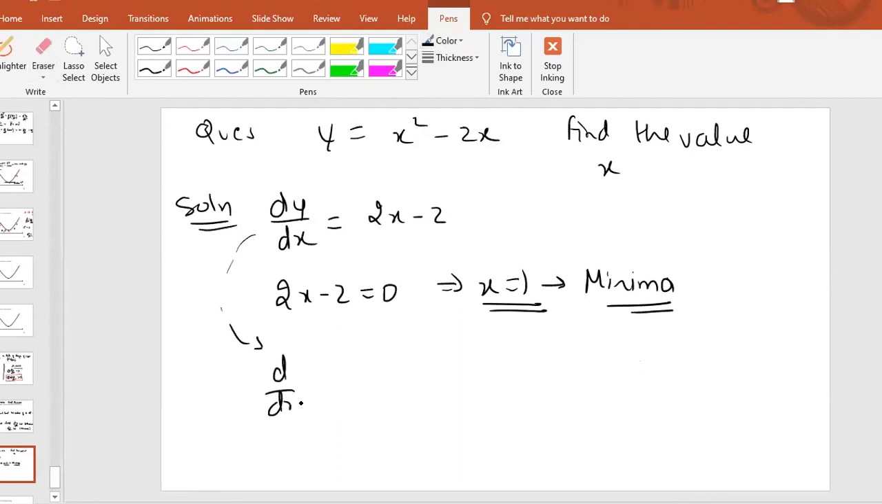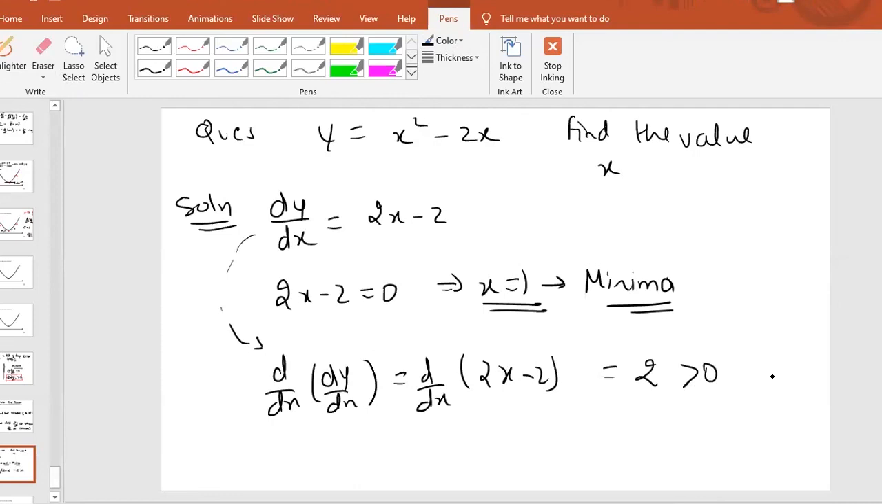d by dx of dy by dx would be equal to d by dx of 2x minus 2. Correct? Now differentiation of 2x minus 2 is what? 2, which is greater than 0. So d square y by dx square is greater than 0. If it is greater than 0, it is a minimum condition, which means at x equal to 1, we have the minimum condition. Understand?